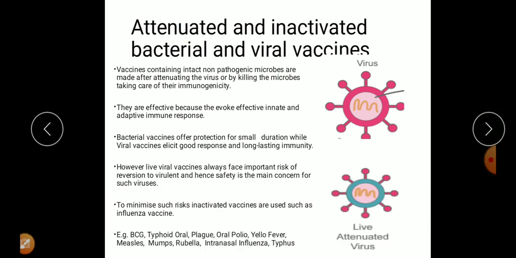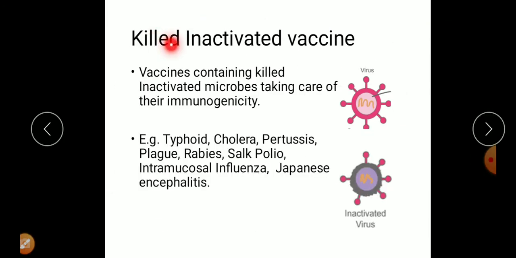The second type of vaccine is the killed vaccine or inactivated vaccine, where the virus is killed and the killed, that is inactivated, virus is directly inserted. Vaccines containing killed or inactivated microbes are called inactivated vaccines. Typhoid, cholera, pertussis, plague, rabies, Salk polio, intramuscular influenza and Japanese encephalitis are examples of this type of vaccine.